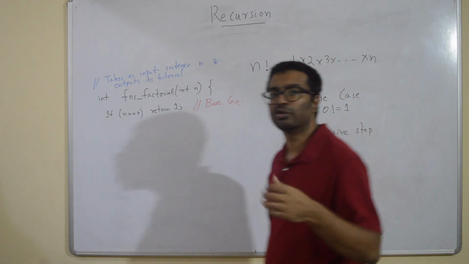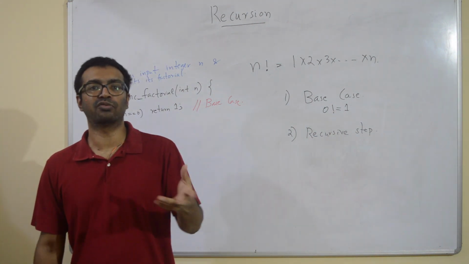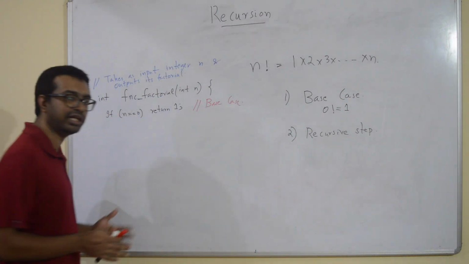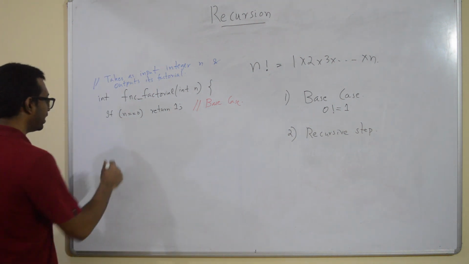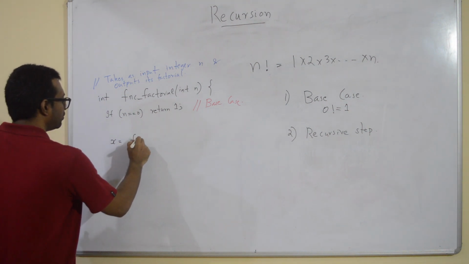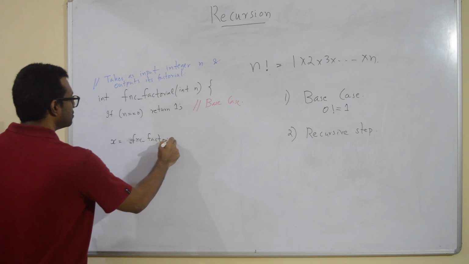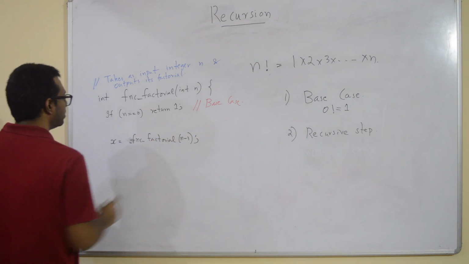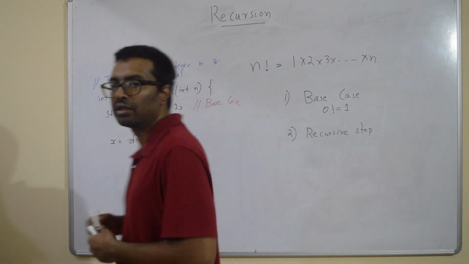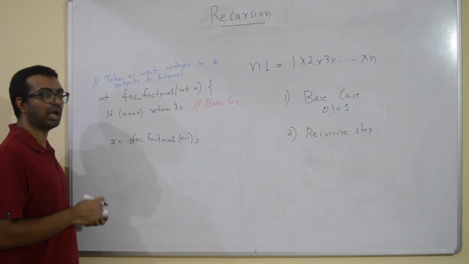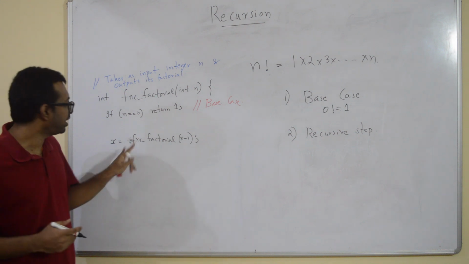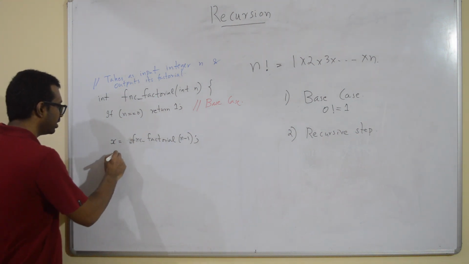It's clear that if I know the factorial for n minus 1, I can write the factorial for n, right? Because the factorial for n minus 1 is n minus 1 factorial, and n factorial is n into n minus 1 factorial. So once I know that logic, it's now going to be clear. So this is how I'll write: x is equal to function factorial n minus 1, right? So if I know the factorial for n minus 1, then how can I output the factorial of n? That is n into this x, right? So I have to return n times x.